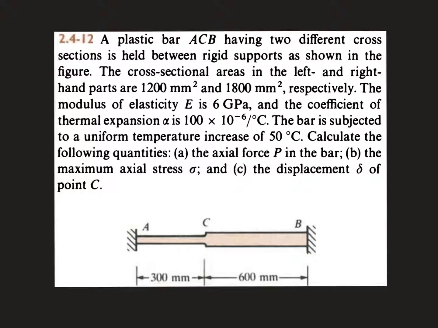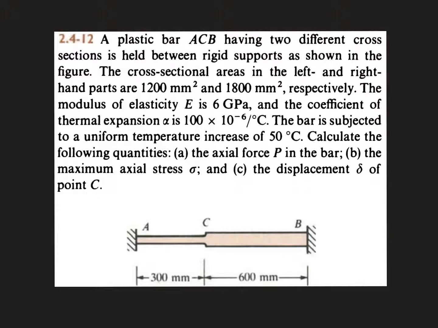Coming to the problem, here we have a bar which is rigidly fixed at these two points A and B. There are no external loads acting on the structure, but what we are going to do is increase the temperature uniformly by 50 degrees Celsius, and see what axial stresses get generated in these bars. We will also compute the displacement of this particular point C.